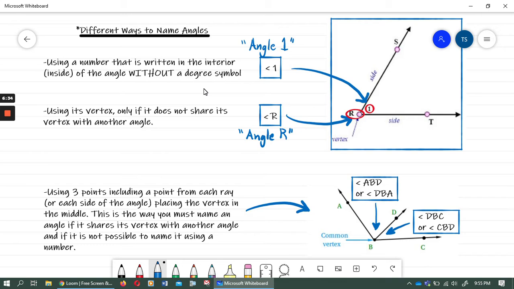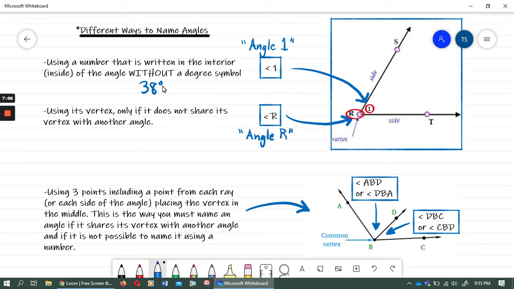And guys, if you see a number written on the inside of the angle without, I repeat, without a degree symbol. Everybody knows what a degree symbol is, right? Like if we were talking about 38 degrees, that little degree symbol right there, you see it? We're not talking about a number with a degree symbol, because you can't use 38 degrees as the name of an angle. So if you see a number on the inside of an angle that has a degree symbol, you can't use that one as a name for it.